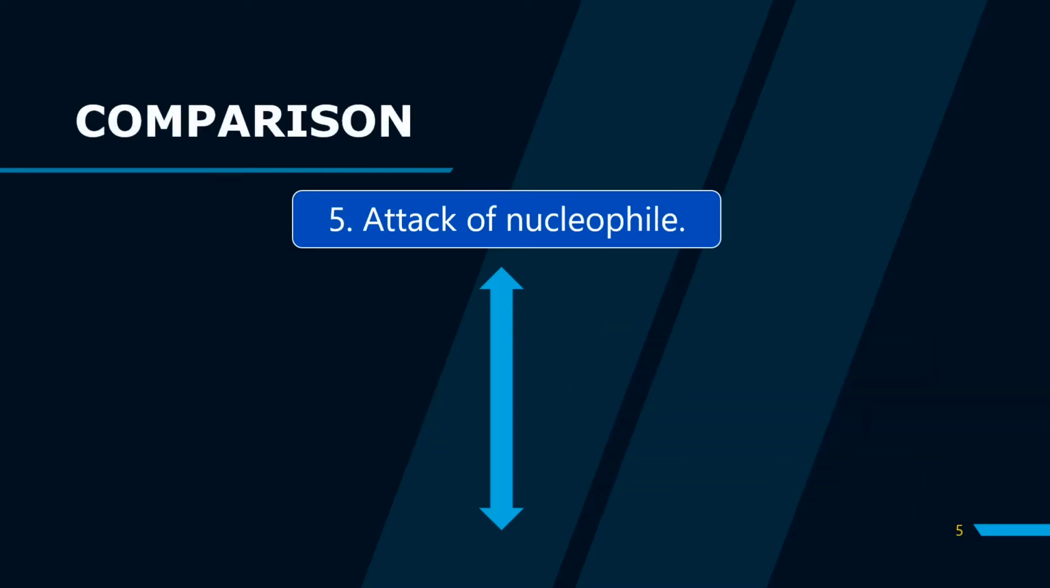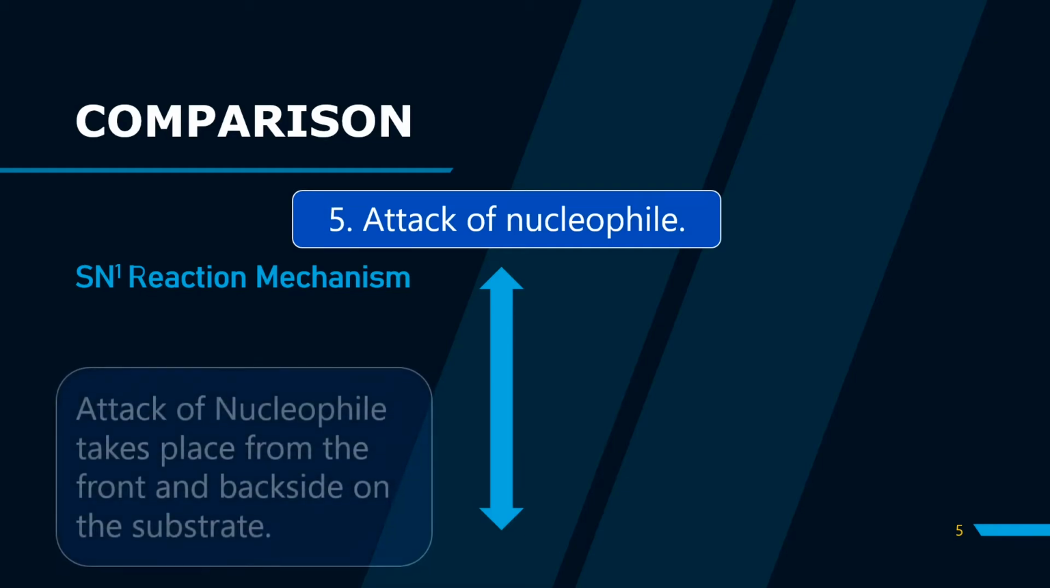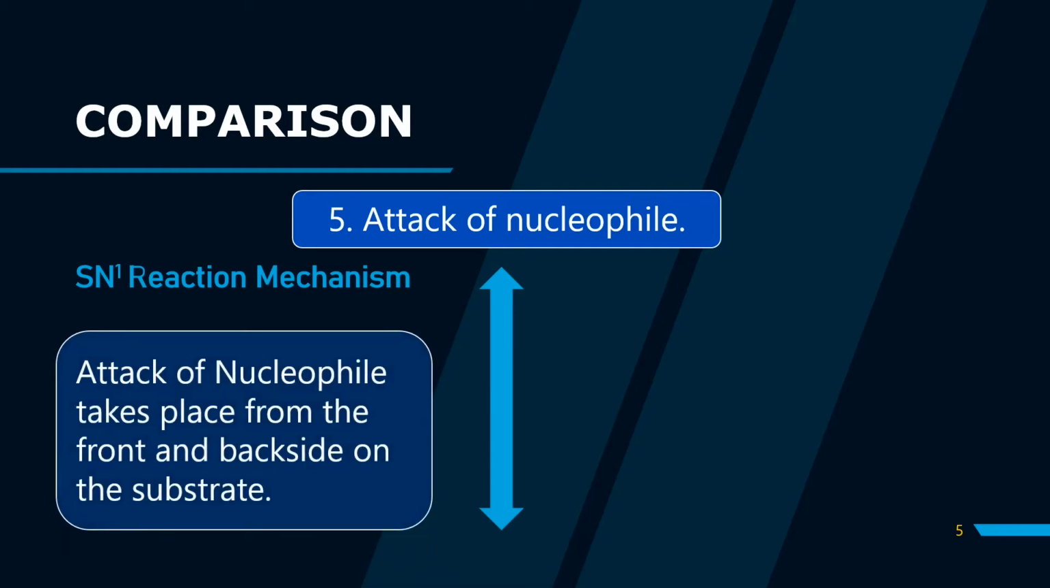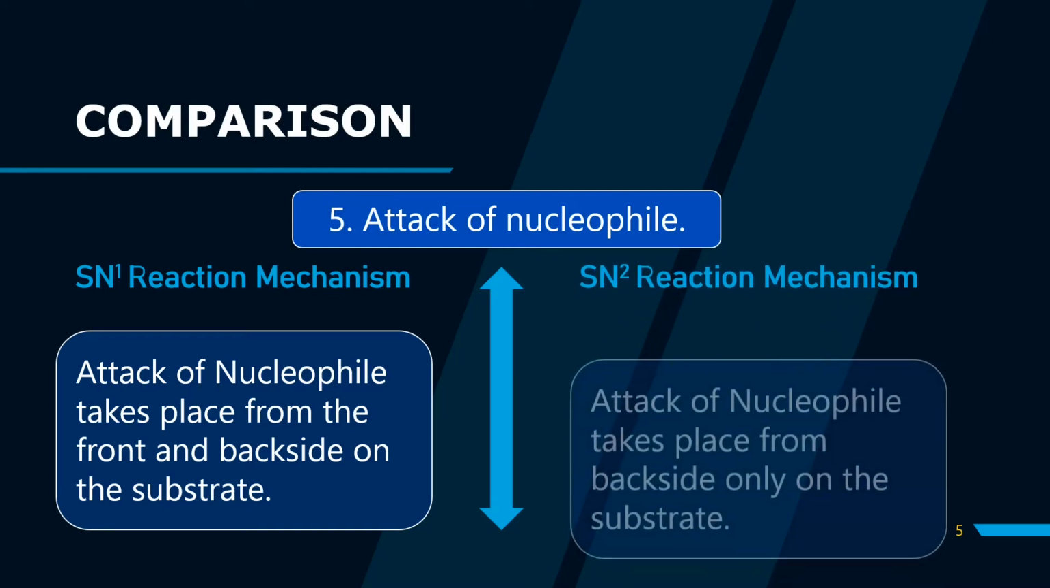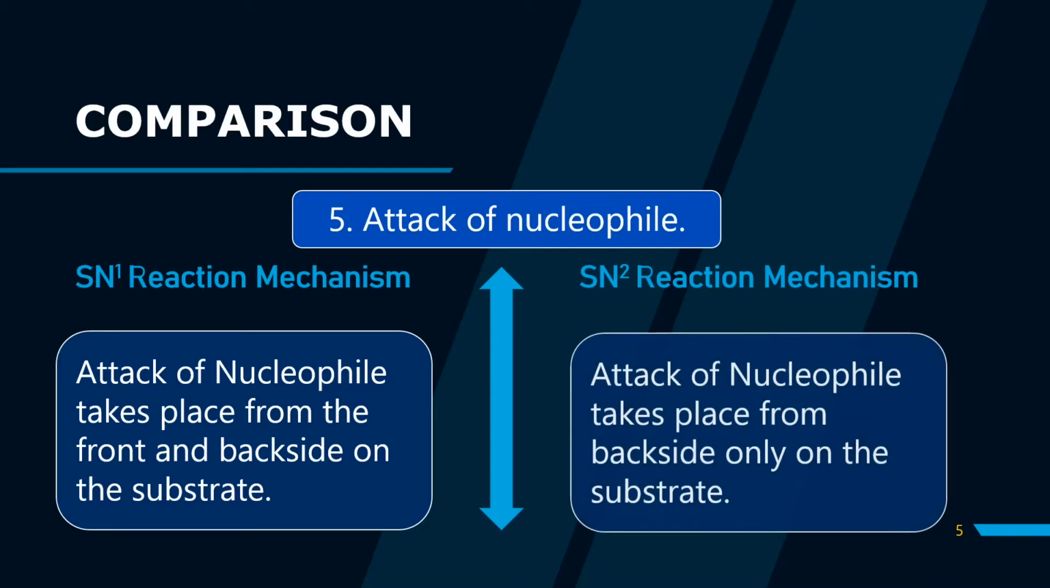Let us consider the fifth difference on the basis of attack of nucleophile. For the SN1 reaction mechanism, the attack of the nucleophile takes place from the front and the back side on the substrate, while for the SN2 reaction mechanism, the attack of the nucleophile takes place from the back side only on the substrate.